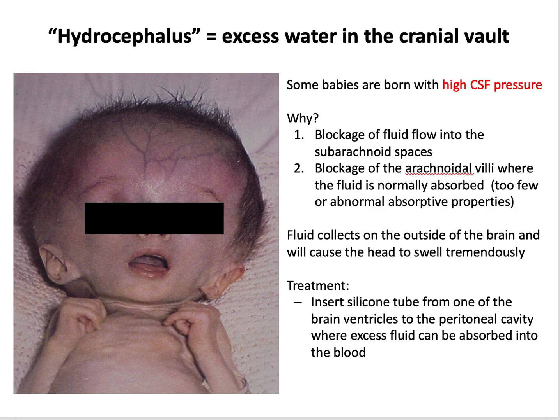So any sort of blockage in the flow of CSF could result in something called hydrocephalus. Now, babies are able to deal with hydrocephalus a lot better than adults are, and that's because their cranial bones are not completely fused yet, and so they can expand a little bit and deal with that extra pressure. But in adults, hydrocephalus is incredibly bad.